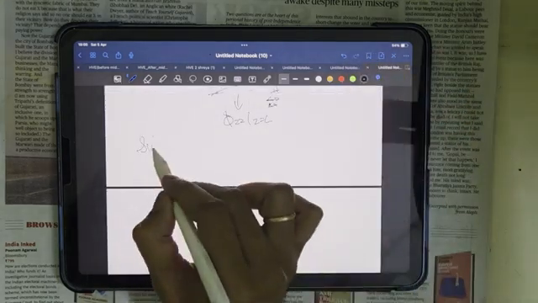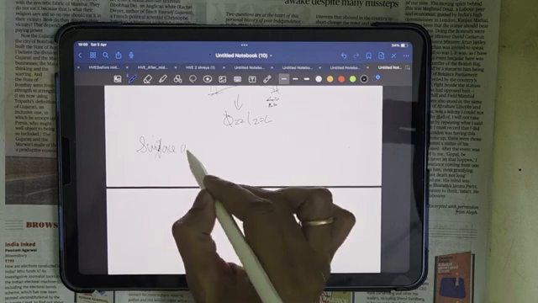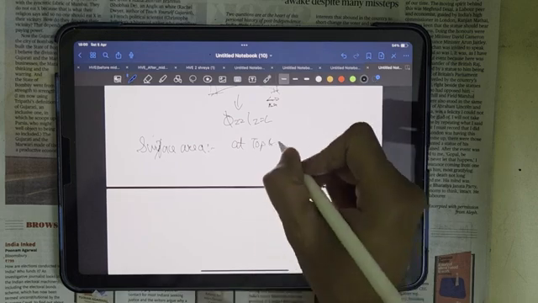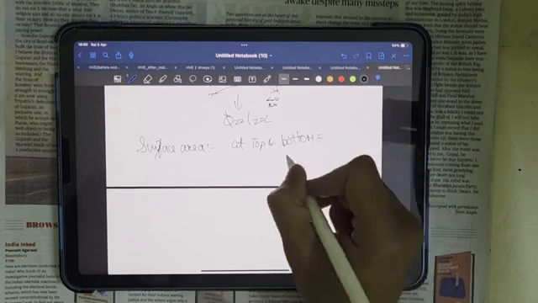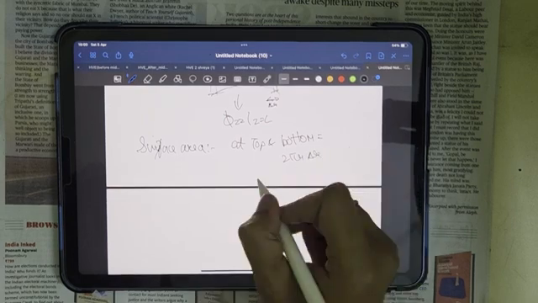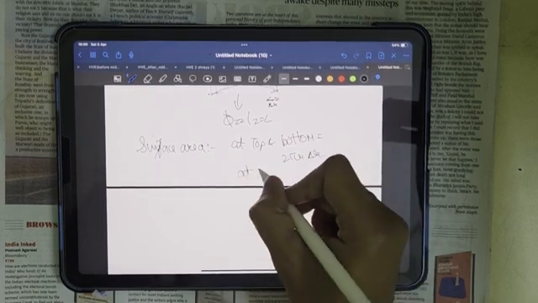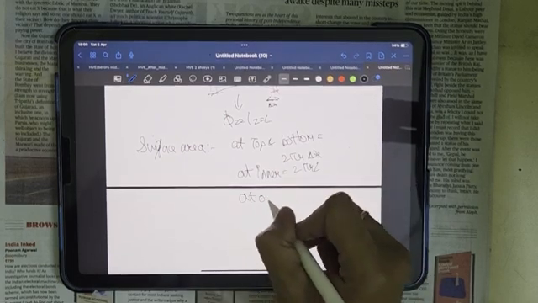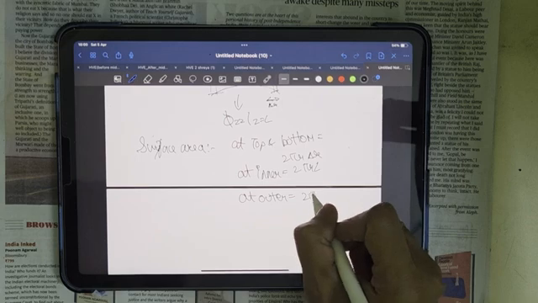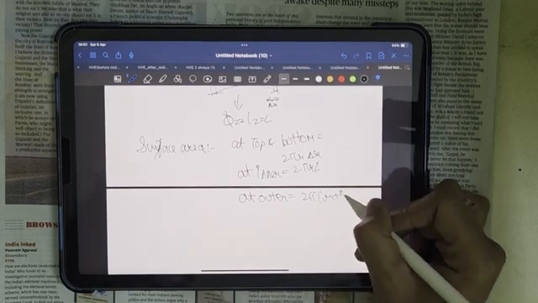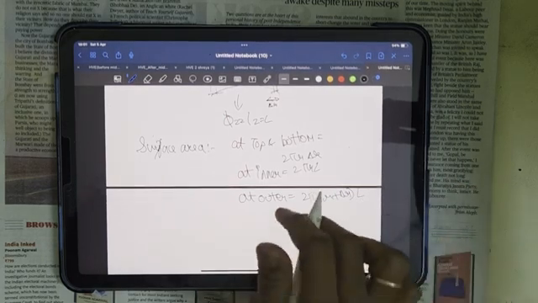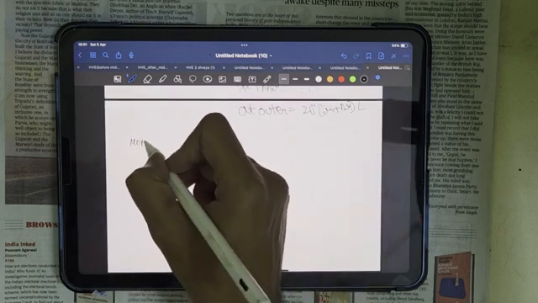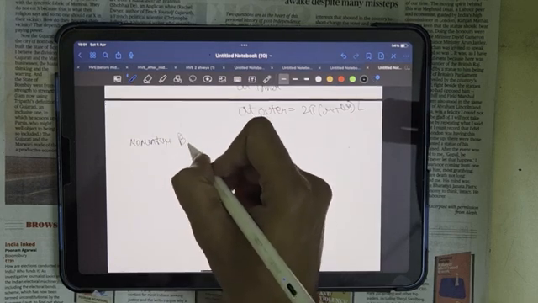The surface area for different sections: at top and bottom, it is equal to 2 pi r delta r. At inner it will be 2 pi r L, and at outer the surface area will be 2 pi (r plus delta r) into L. We will balance the momentum, or say the weight.